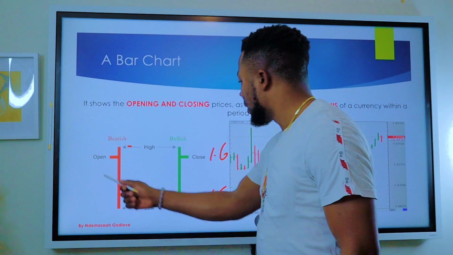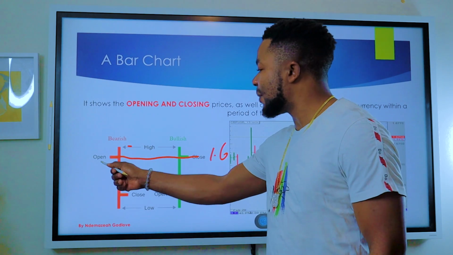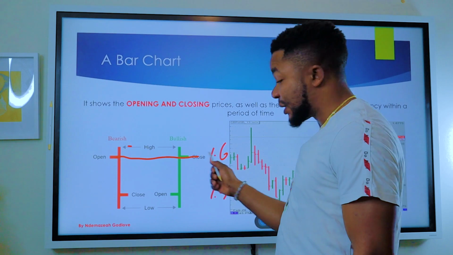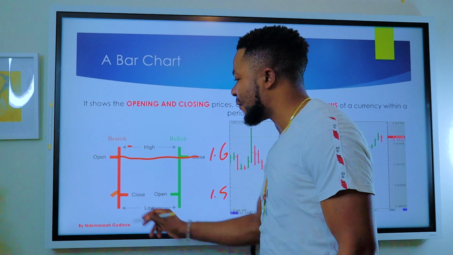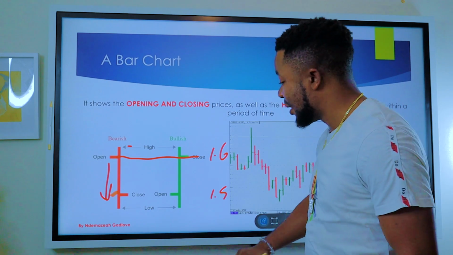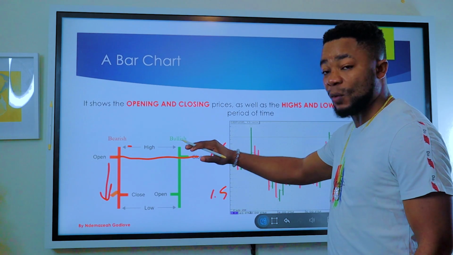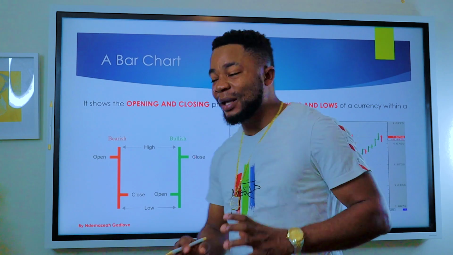At the same level, this one opens at 1.6. I'm using the same level. At the same level, the bearish candle opens at 1.6, but finally closes at what? 1.5. So you see, it was instead going down because it moved from 1.6 to 1.5. But this one moves from 1.5 to 1.6. So that is just how you read a bar chart.